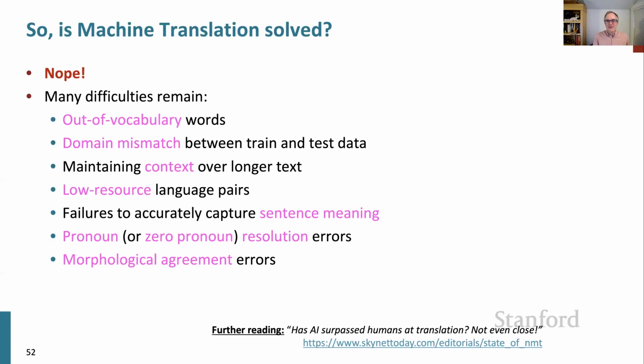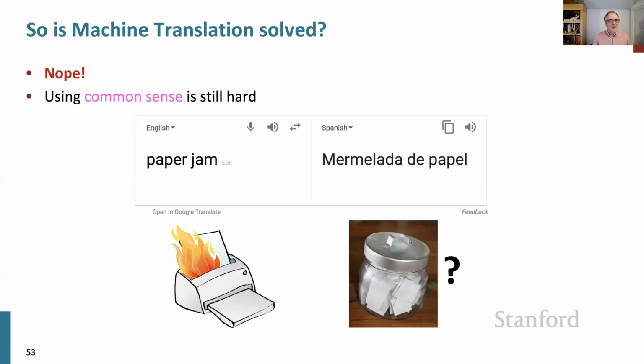So here are just quick, funny examples of the kind of things that go wrong. If you ask to translate paper jam, Google Translate decides that this is a kind of jam, just like there's raspberry jam and strawberry jam, and so this becomes a jam of paper.